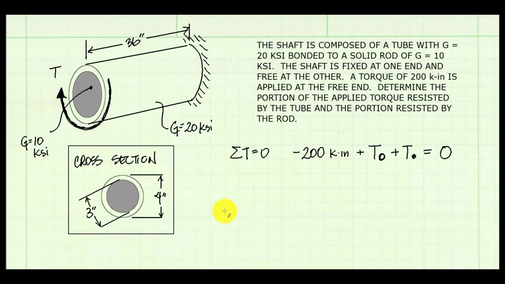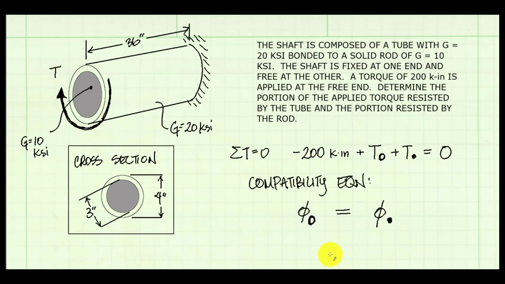based on the deflection constraints, write a compatibility equation. When a torque is applied to the end of the shaft, the end is going to twist through some angle of rotation. Because the tube and the inside rod are bonded, they are both going to experience the same rotation, or the same angle of twist.